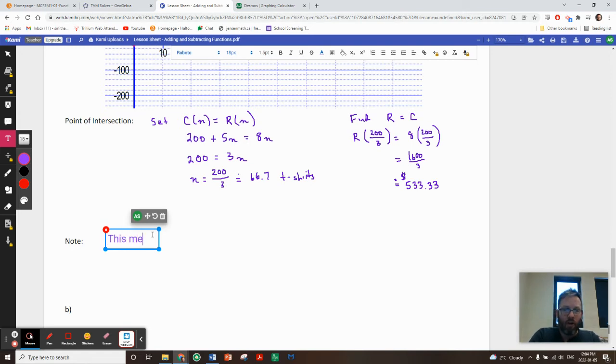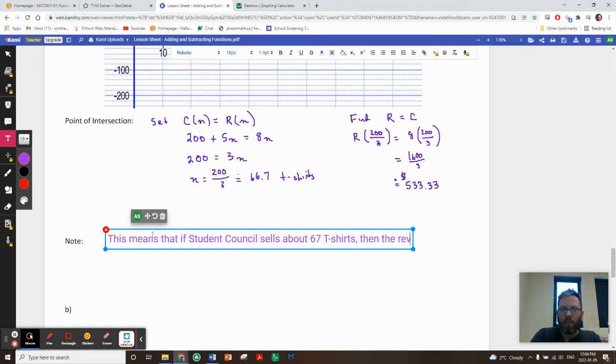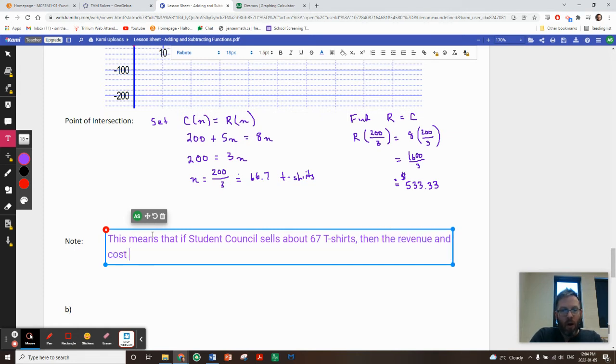Let's just jot down what this means. This means that a student council sells, we'll just say about 67 t-shirts. And the revenue and cost will be about equal. About $533. This is known as the break-even point.